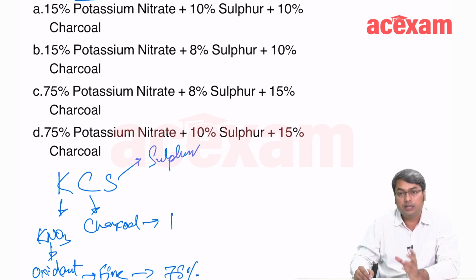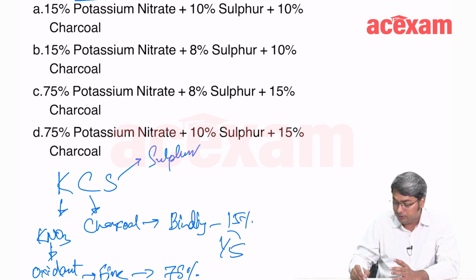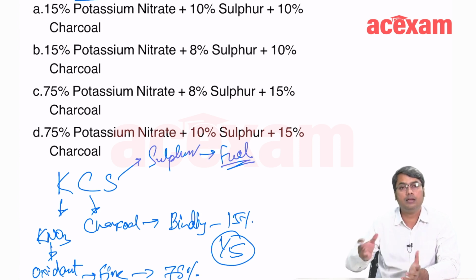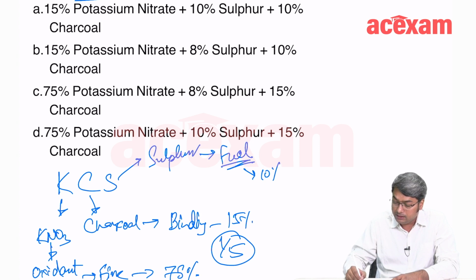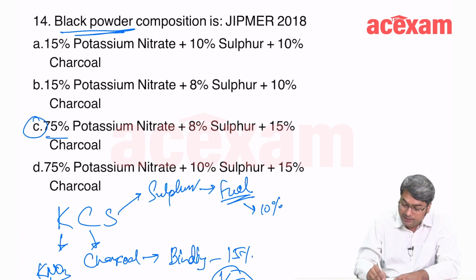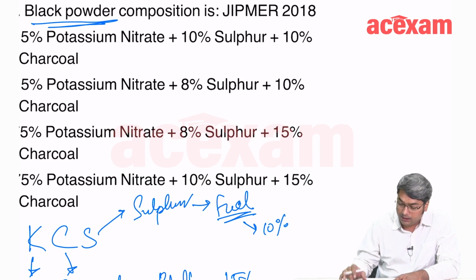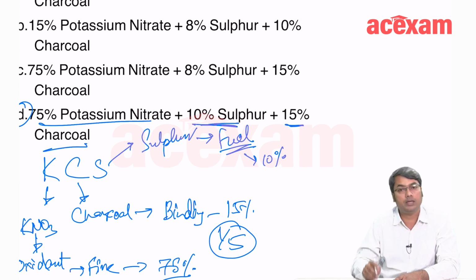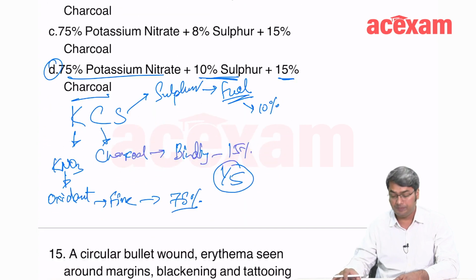Charcoal helps in keeping things bound together, so that helps in binding, that is 15%, that is 1/5 of the potassium nitrate, and the rest is made by sulfur, which is actually the fuel. This fuel is oxidized by KNO3 and then the gunpowder explodes. So, that is present at 10%. This is the composition of black gunpowder, right, and this is not smokeless gunpowder. The correct option is D actually, that says 75% potassium nitrate plus 10% sulfur plus 15% charcoal. So, that is the right answer for the composition of black gunpowder.